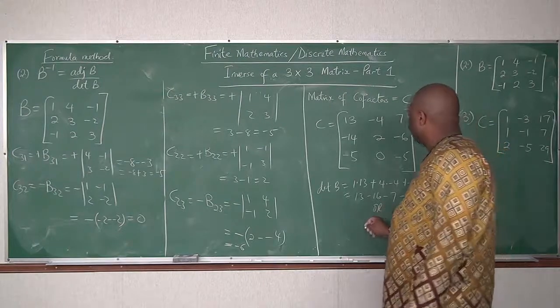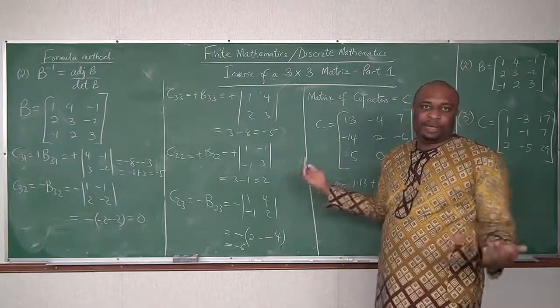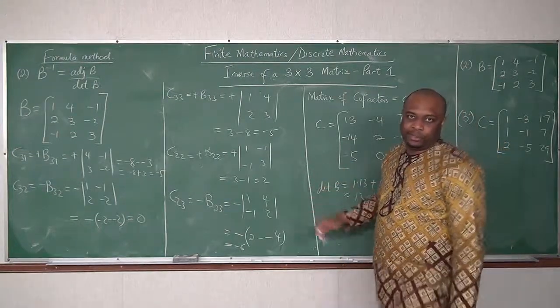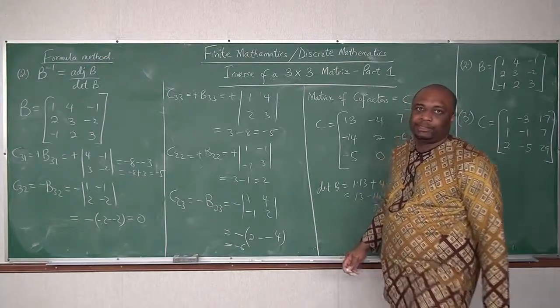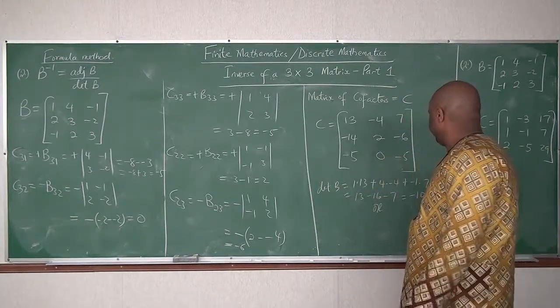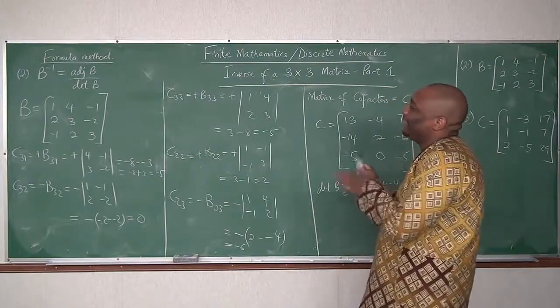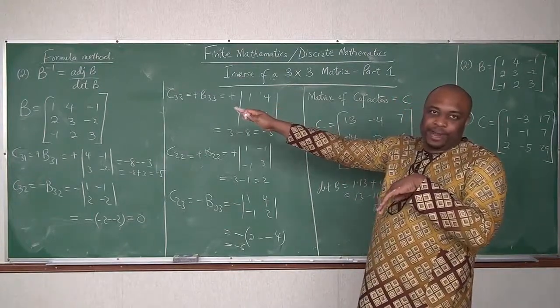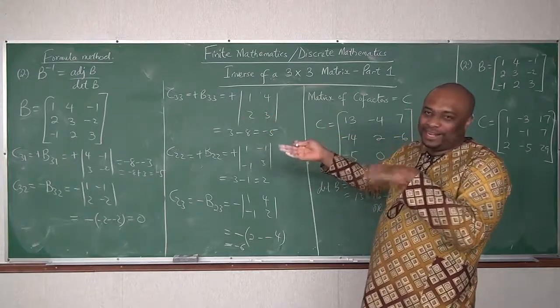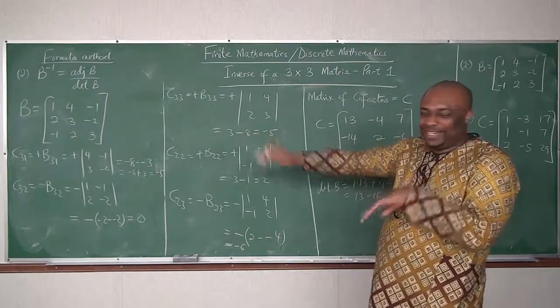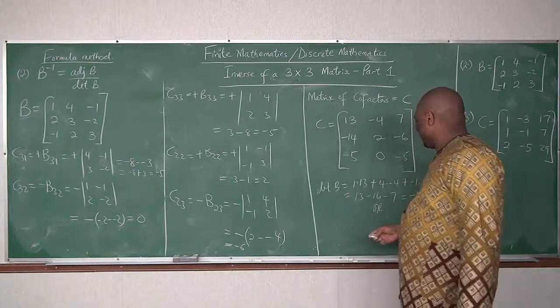I'm checking to see whether I got the cofactors right. Because if I didn't get it right, then there's a problem. If I don't get it right, then I'm not going to get the adjoint right. And if I don't get the adjoint right, I will not get the inverse right. So that's what I'm checking.